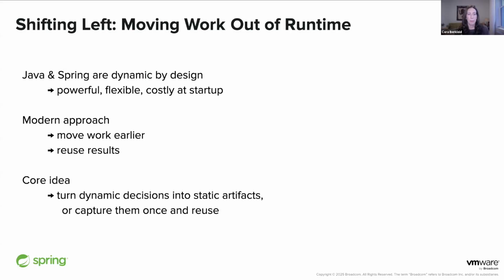Now, Java and Spring are dynamic by design, right? This flexibility, this dynamic nature, makes them very powerful, but it also means that a lot of work is happening as the app is starting up. And that's why they're a little bit slower to start up, right? There's class loading, reflection, auto configuration, profiling, just-in-time compilation. So this modern approach to performance tries to shift some of that work earlier, either during the build or after you already have the jar file during a training run, so that the information that you collect can be reused in future startups.